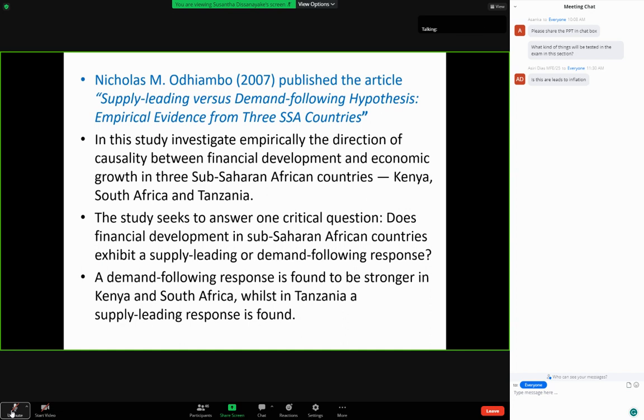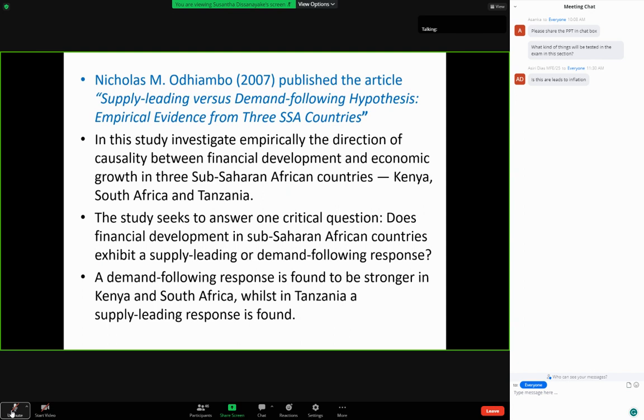The study seeks to answer one critical question: does financial development in sub-Saharan Africa exhibit a supply leading or demand following response? They needed to identify how this causality works. According to their identification, the demand following response is found to be strong in Kenya and South Africa, while in Tanzania a supply leading response is found. So that is what they identified in their study. The time period also needs to be known. So which period?